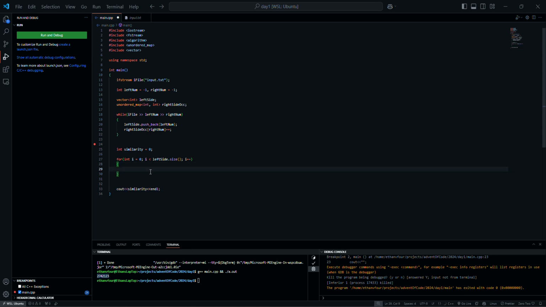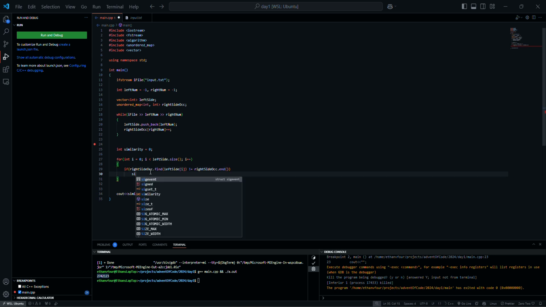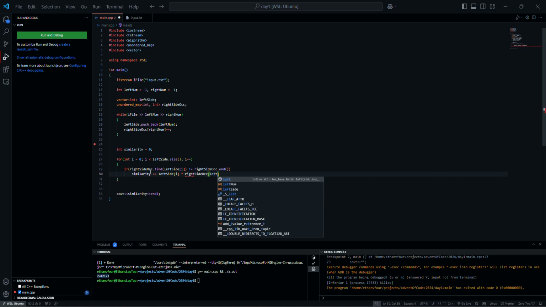So right here, all we're gonna do is this. If right side occurrences dot find left side at I, right? If it finds it, oh, at I, my bad. If this number does not equal right side occurrences dot end, so basically saying if this number is in the map, then we'll do similarity plus equals left side at I times right side occurrences at left side at I.